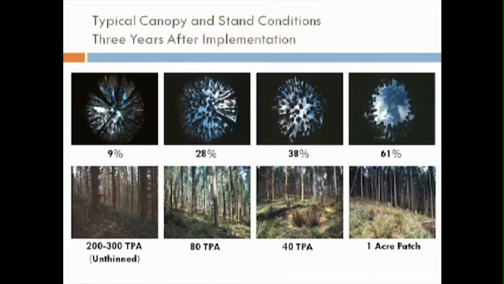So as a result of the implementation of the treatments, we can see here sort of the range in overstory conditions that resulted from the initial treatment. And so we see in an unthinned stand, and these data were collected actually 3 years after implementation, that we have about 9% visible sky. In the 80 tree per acre, 28%, 40 tree per acre, 38%, and 1 acre patch, 61%. So it's important to note that using the hemispherical photography methodology, a 1 acre patch, which is essentially a small clearing, you still have only 61% of the light being transmitted due to the edge effects that are picked up in this methodology.